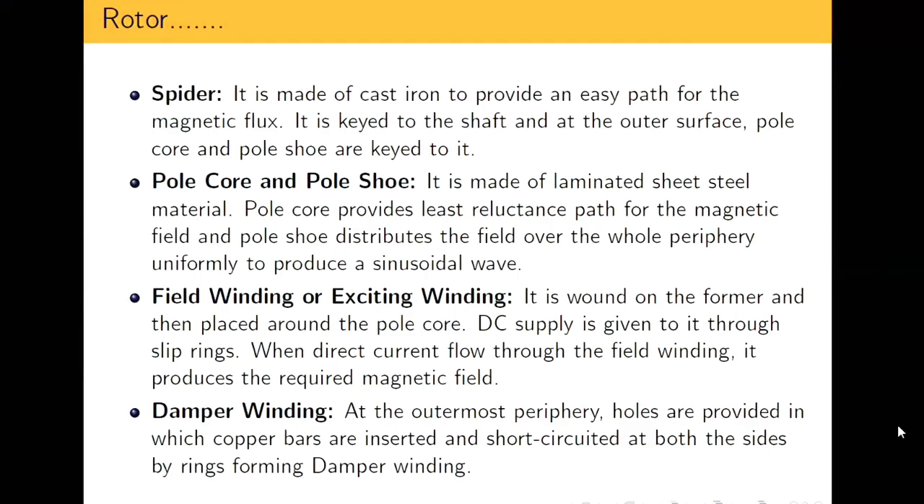And damper windings: at the outermost periphery, holes are provided in which copper bars are inserted and short circuited on both sides by rings, forming the damper winding. Okay, and this damper winding we have already discussed at length.